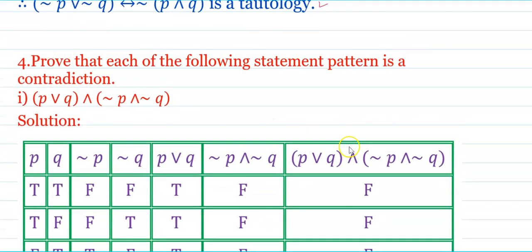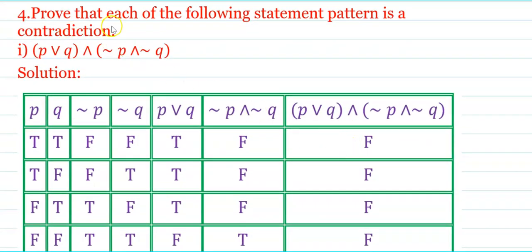Okay. Now question number 4. Prove that each of the following statement patterns is a contradiction. Now see this here. How many statements are there? 2 statements. And how many connectives? 1, 2, 3, 4, 5. Okay, 2 plus 5 equals 7. 7 columns are needed: 1, 2, 3, 4, 5, 6, 7.